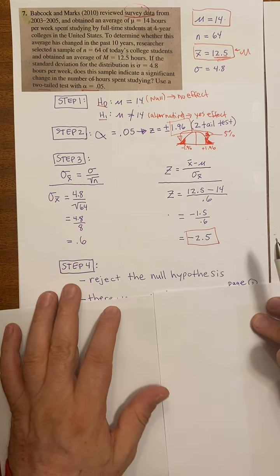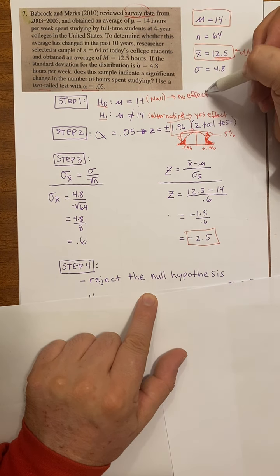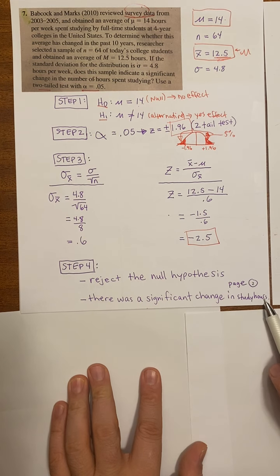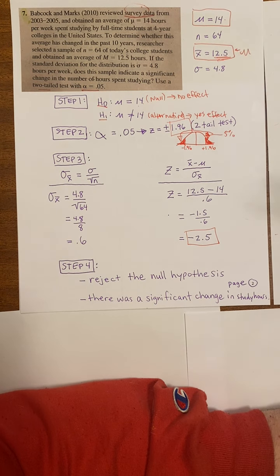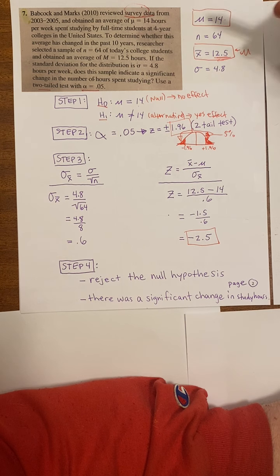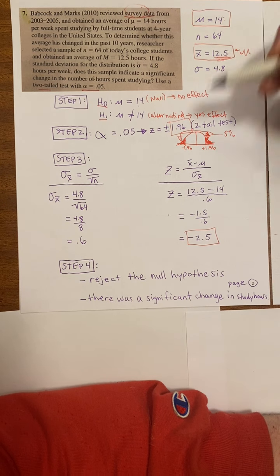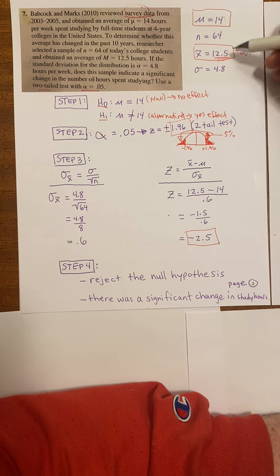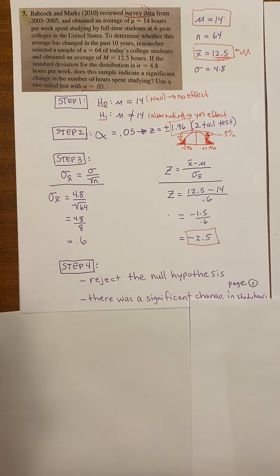That means that we reject the null hypothesis, right? So we reject the hypothesis that there's no effect, and we conclude that there was a significant change in study hours. So what we're saying is, whereas the population of students used to study 14 hours, based on the data that we've got here, now we say that the population of students studies an average of 12.5 hours, which is kind of sad, right? The number of study hours has gone down.